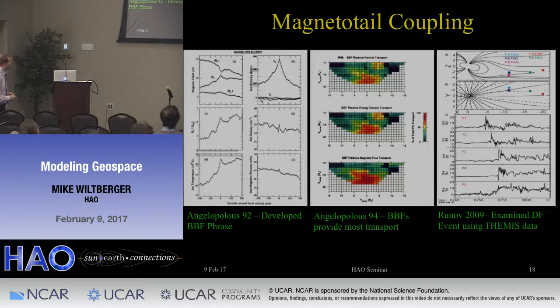Looking a little bit more after they did this initial bit of work, they looked at the distribution and the statistics of the BBFs and found that these flows are actually the way that the magneto tail moves most of the energy, most of the magnetic field, most of the mass density around in the system itself. So they're a fundamental part of being able to understand the dynamics of the geospace system. And that was where the BBF state of the art was for a fair amount of time until the launch of the Themis mission.